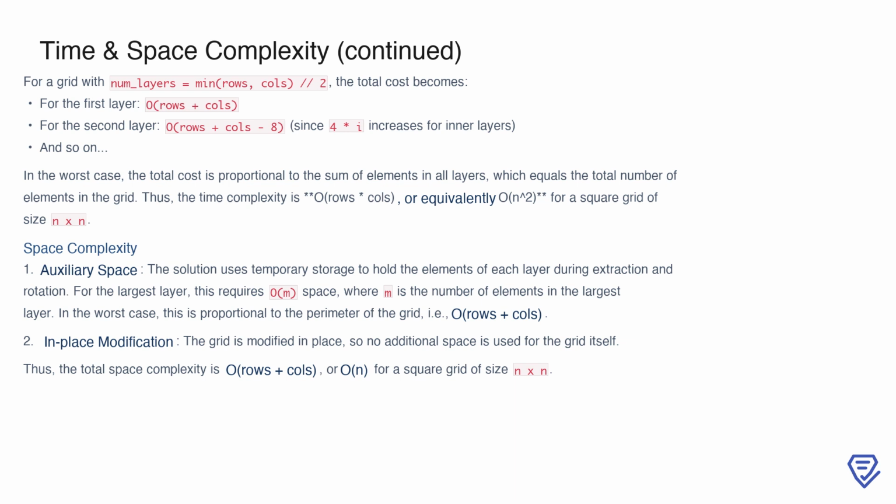In terms of space complexity, the algorithm uses temporary storage to hold the elements of each layer during extraction and rotation. The largest layer, which is the outermost one, determines the maximum auxiliary space required, which is proportional to the grid's perimeter, or O(rows + cols). Since the grid is modified in place, no additional space is used for the grid itself, meaning the overall space complexity is O(rows + cols), or O(n), for a square grid.